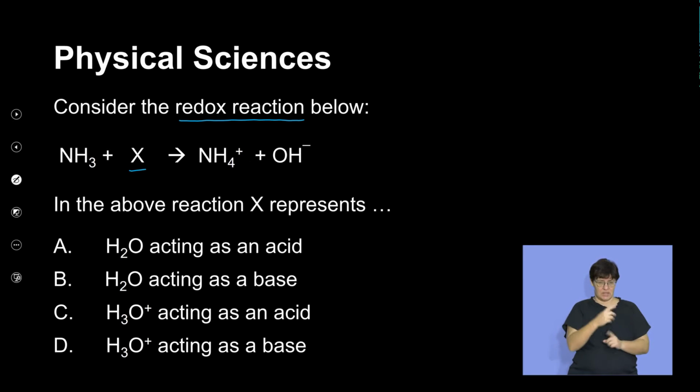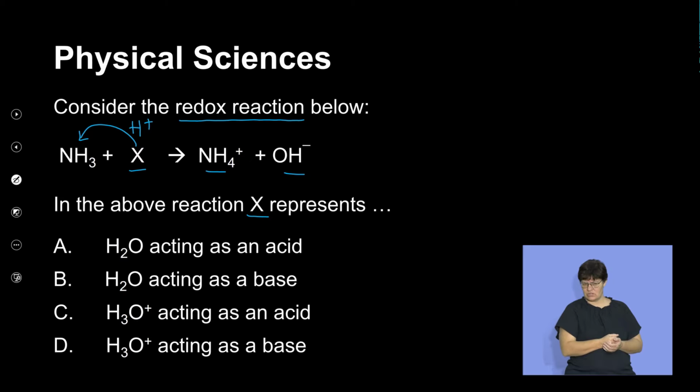X is unknown, and then we get the ammonium ion plus the hydroxide ion. So they're saying here, in the above reaction, X represents what? Right, so we need to look at the products and say, okay, if we've got ammonia, what could X be if we are to get an ammonium ion? So X actually gives a hydrogen ion, or a proton, to ammonia.